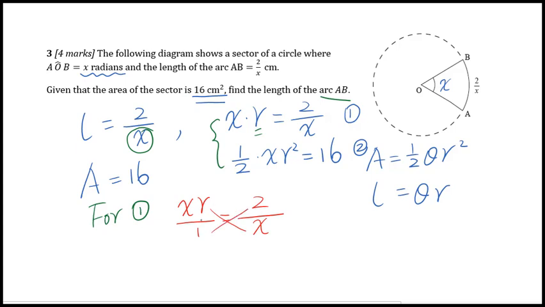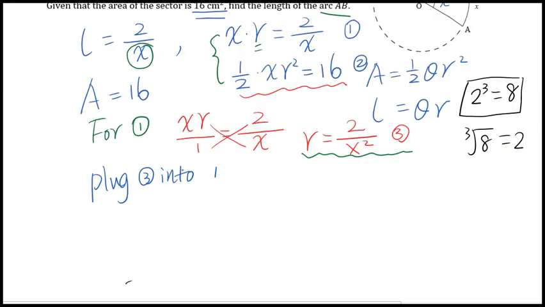So the r will go to the denominator. x times x will be x squared, 1 times 2 will be 2. So we figure out this r, then we label this as 3. Then we plug 3 into the second equation. You will get 1/2 x, r squared will be 2 over x squared, equals 16.